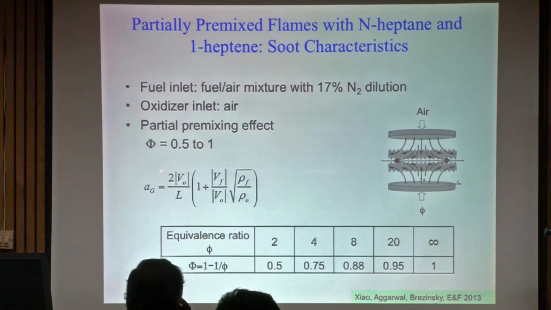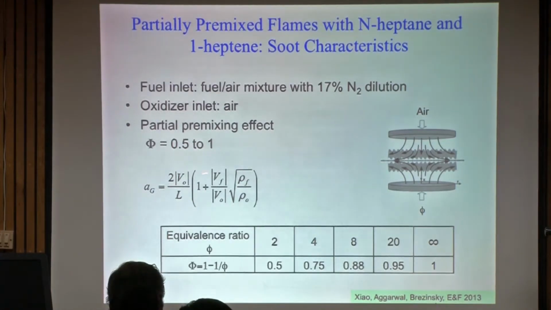So you control the equivalence ratio. In this counterflow, you also control the residence time by controlling the strain rate. If you decrease the strain rate, you are increasing the residence time, then more soot will be formed. So you can check that, you can see that effect also.